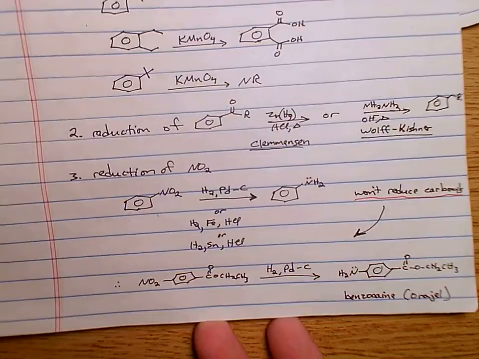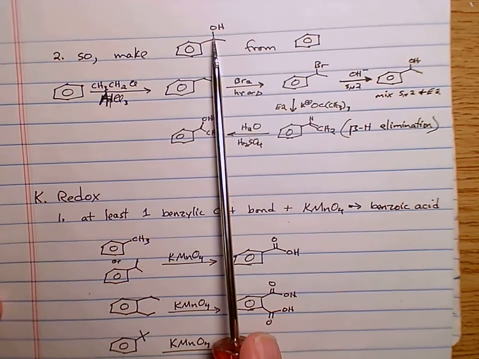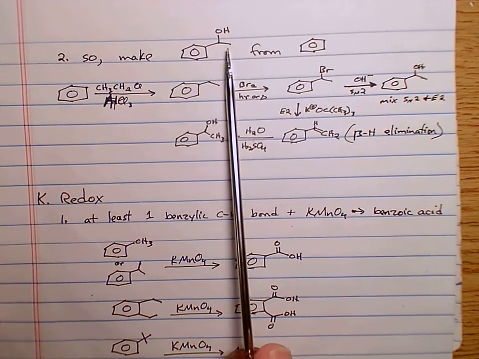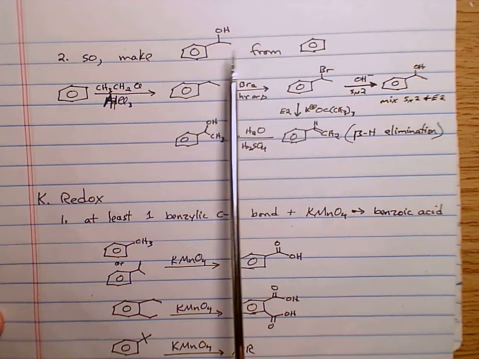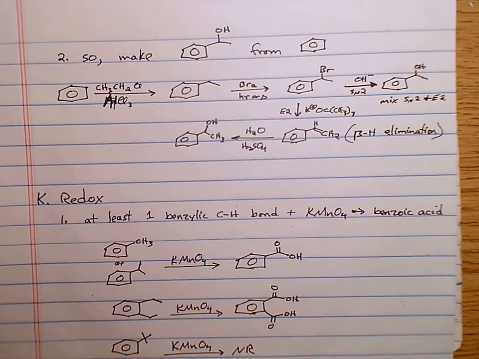So let's do a little bit more synthesis, shall we? Here we have a benzene ring with an OH on it. How would you make this molecule just starting from benzene? Note this is a little bit more in depth. Takes a little bit more thinking now.